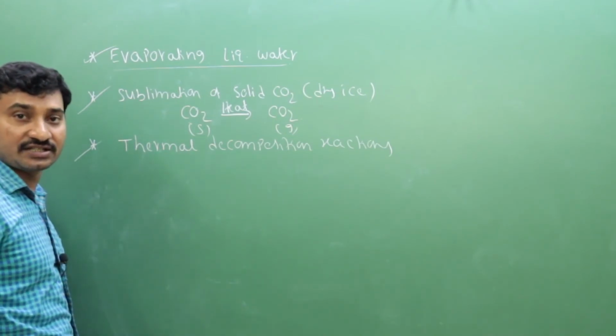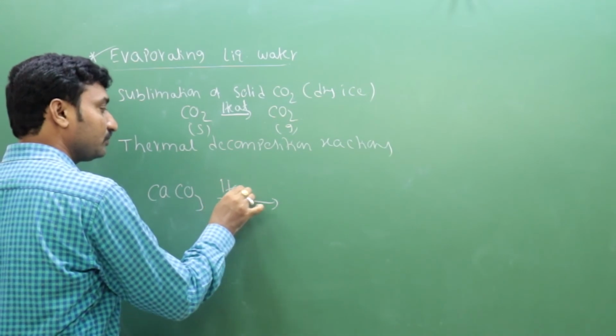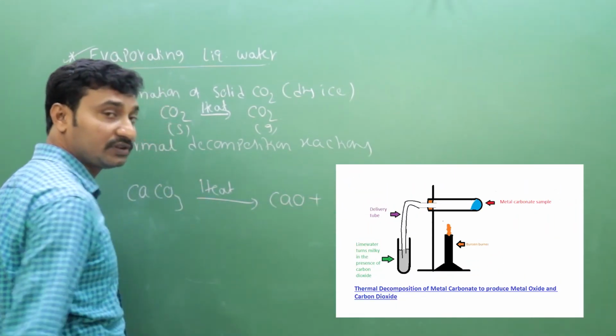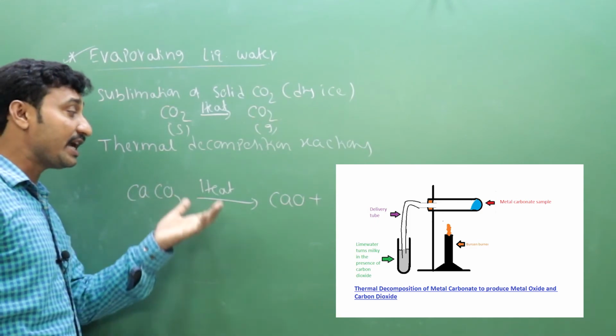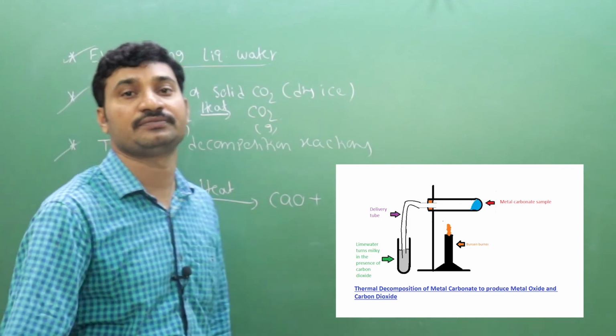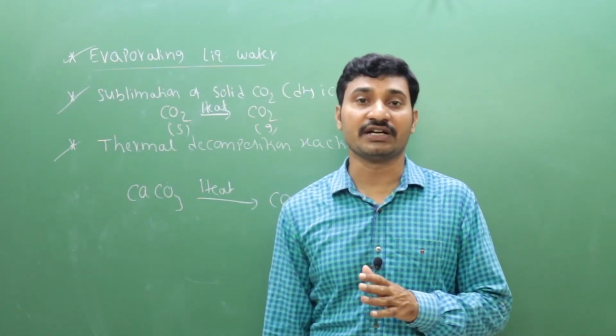Thermal decomposition reactions: calcium carbonate absorbs some heat and dissociates into CaO and CO2. Thermal decomposition reactions also absorb heat, so they come under endothermic reactions. Got it? So these are the exothermic and endothermic reactions.